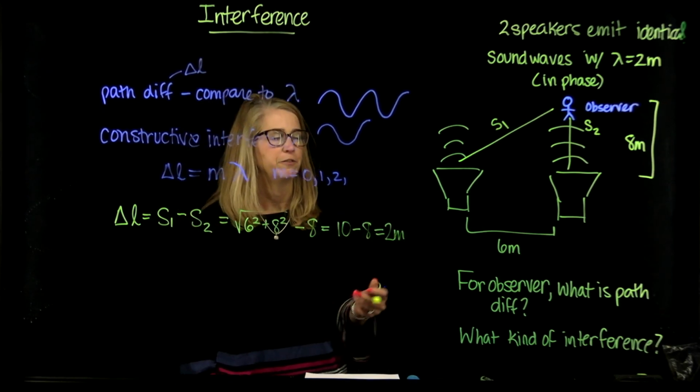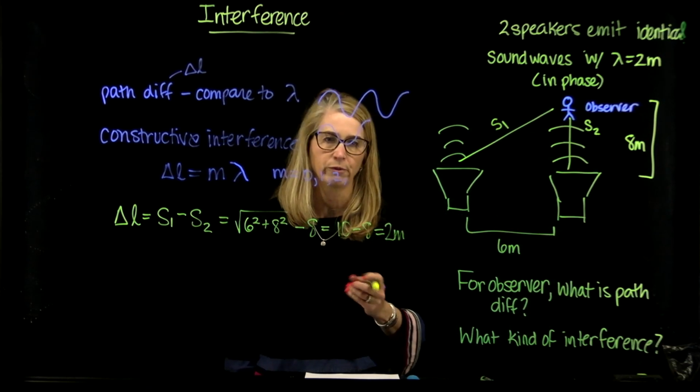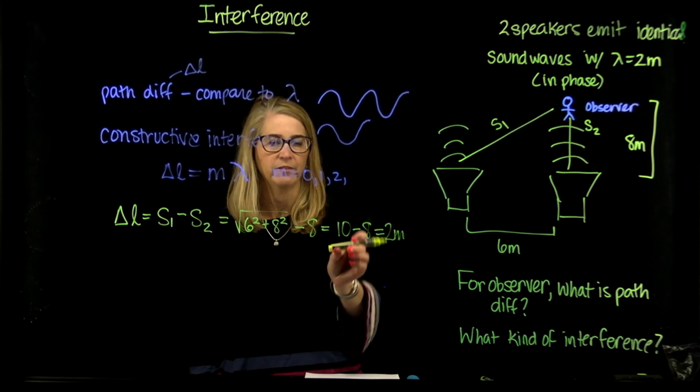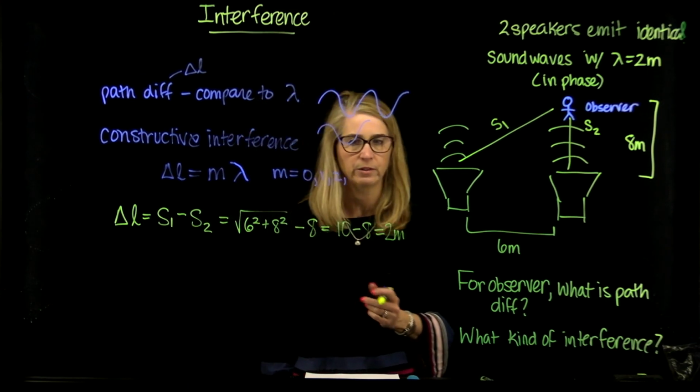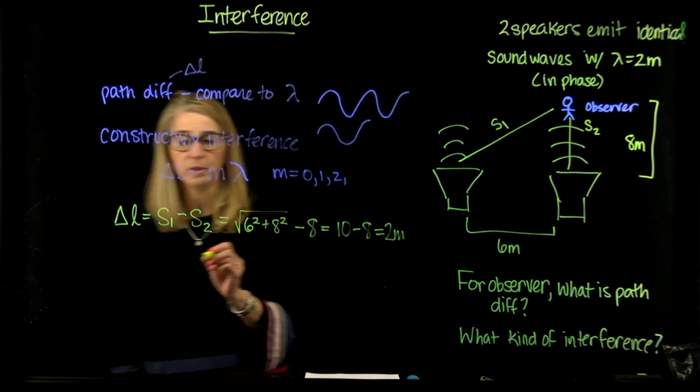And we might have figured out that this was 10 because this does have the proportions of a 3, 4, 5 triangle. But in any case, if we don't and we have to do the calculations, it's okay, we still get an answer. And we find that the difference in the path length is 2 meters.